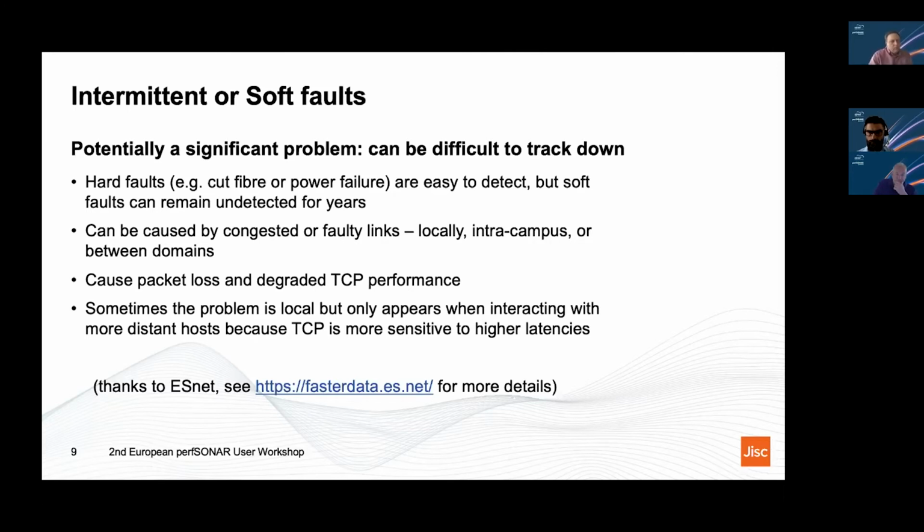So thanks to ASNET here, and if you want more details on soft faults, I recommend the fasterdata.es.net website, which is a treasure trove of information.